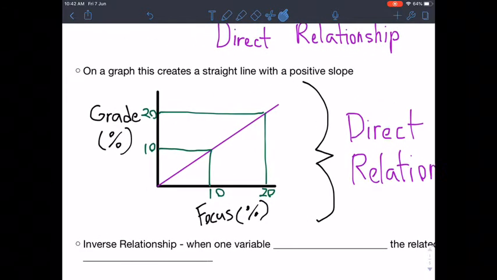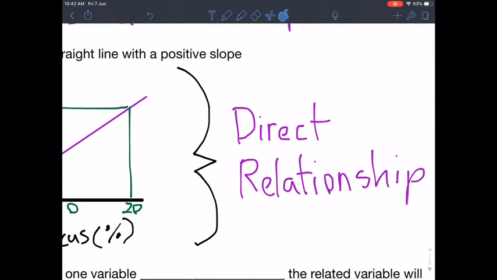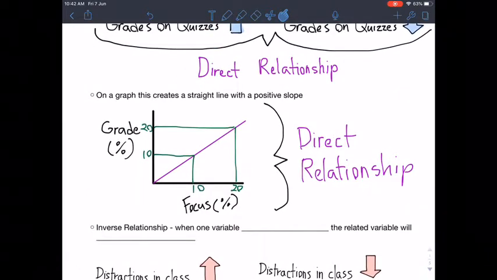If we were to graph that, it's going to create a straight line with a positive slope, and you can see that here in purple. So we've got grade in percent over here, we've got focus in percent over there. If your focus is 10%, your grade's 10%. If your focus is 20%, then your grade is going to go up to 20%. Notice if we double the focus, we're going to double the grade. So that is what a direct relationship looks like on a graph. Most likely in your experiment, you found a direct relationship between increasing the force on your cart and its acceleration.